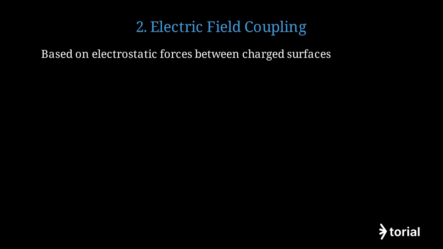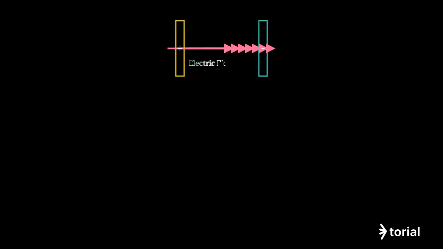Electric field coupling relies on electrostatic forces that develop between charged conductive surfaces. The stored electric energy equals 1/2 times capacitance times voltage squared. Electric field lines extend from positive to negative plates, creating a force distribution in the gap between them. The capacitor structure is the key component in electric field coupling systems.